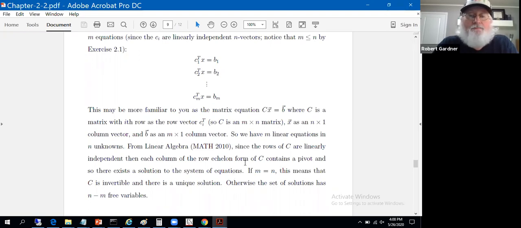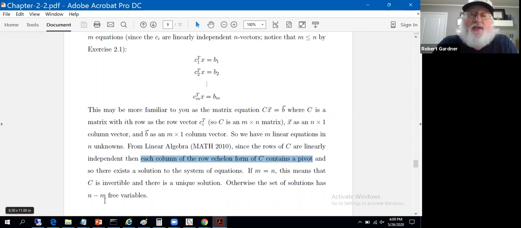I take that back. If m equals n, every column will have a pivot and we'll have a unique solution. If m is less than n, we'll have the maximum number of pivots. We won't necessarily, this isn't quite right, we won't necessarily have each column containing a pivot. We'll have each row containing a pivot, and each column will contain a pivot as well if there's enough room for them. So this is a bit of a misstatement here. We get a unique solution when m and n are the same.